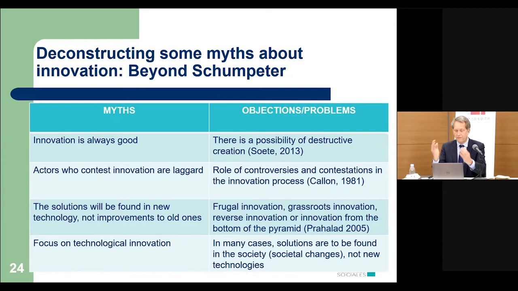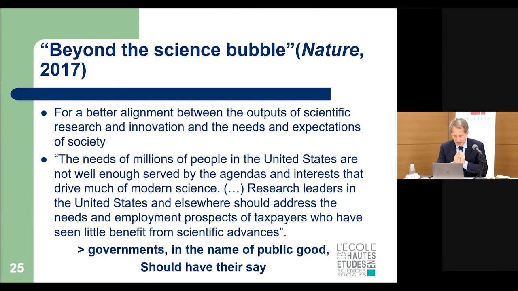Following a very interesting article published in Nature in 2017, emphasizing the increasing gap between the expenditure in research and development and the benefits for society, I would like to emphasize that, first, governments, in the name of public good, should have their say in the direction and in the budget of research and development, which should not be entirely private.